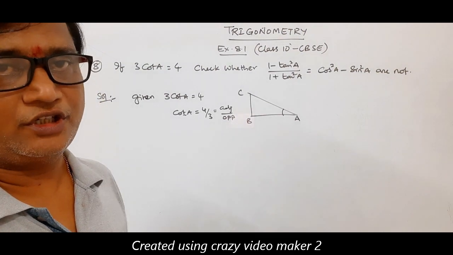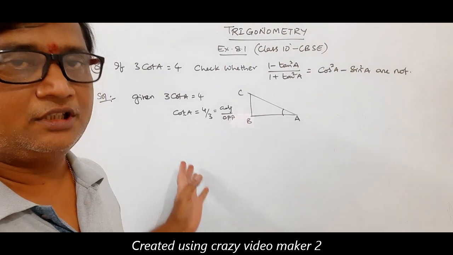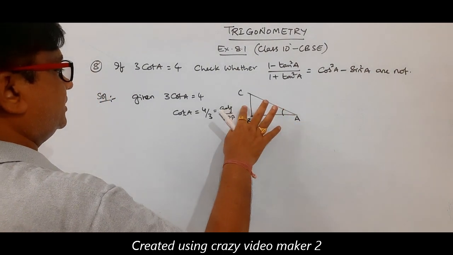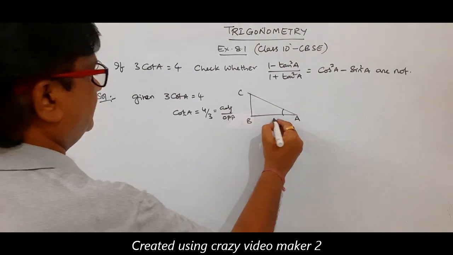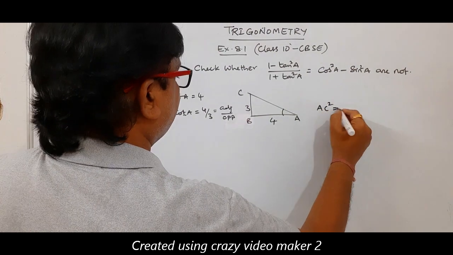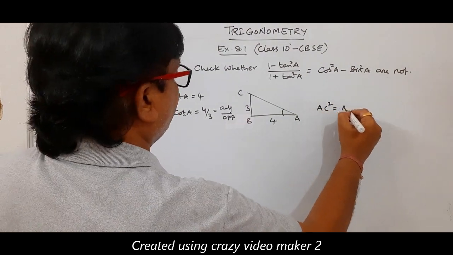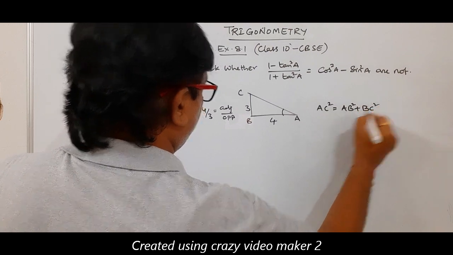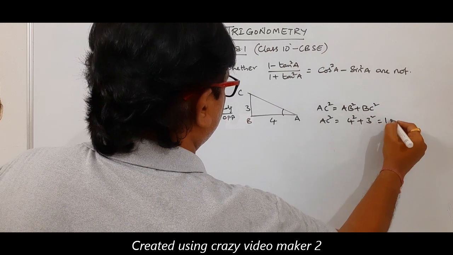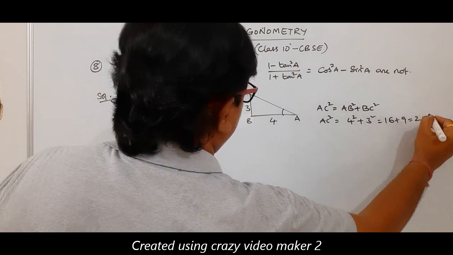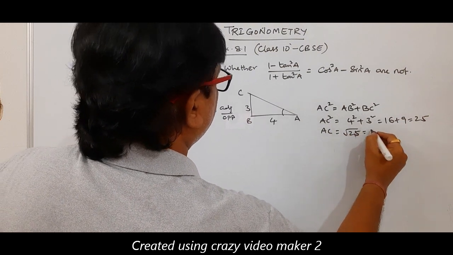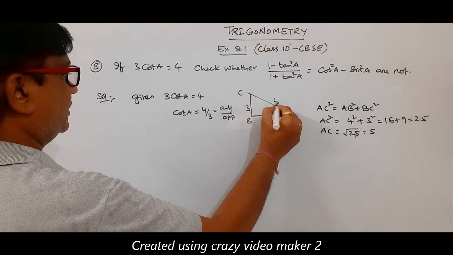From the next exercise onwards there is no need to write, but remember all the ratios. For angle A, the opposite side is 3 and the adjacent side is 4. So what is AC square? AC square equals AB square plus BC square, so AC square equals 4 square plus 3 square, which is 16 plus 9, that is 25. So AC equals root 25, that is 5. So this part is 5.